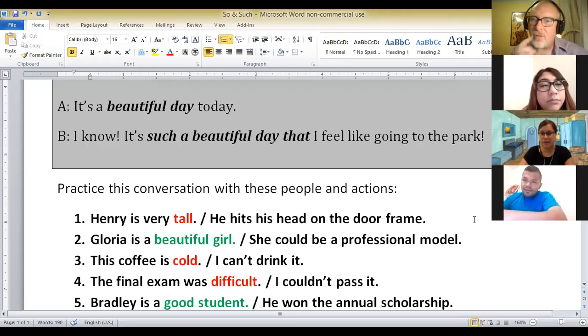Can I repeat please, again, teacher? Please. Okay. Henry is so tall that he hits his head on the door frame. Perfect. Okay. All right. Let's see.